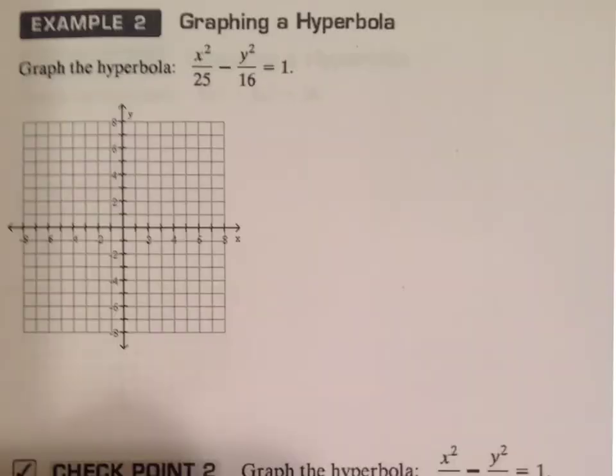Alright, example 2. So we're going to graph this hyperbola. The first thing we want to know is our vertices. We see we got an X here, and so our vertices are going to go, the square root of 25 is going to be 5, and 0 and -5 and 0. These are our vertices.